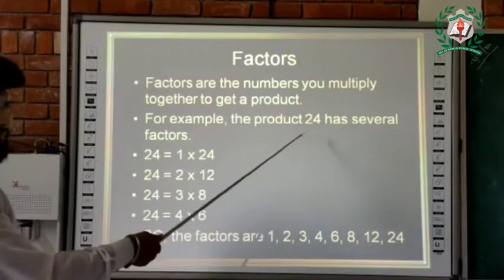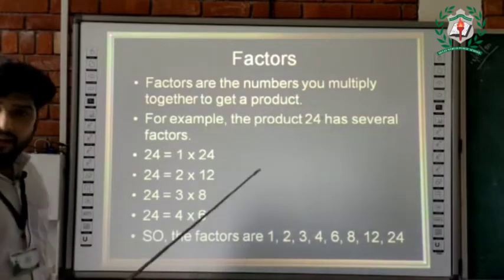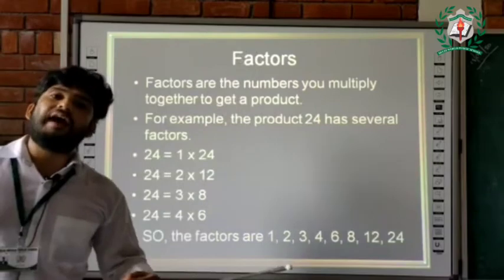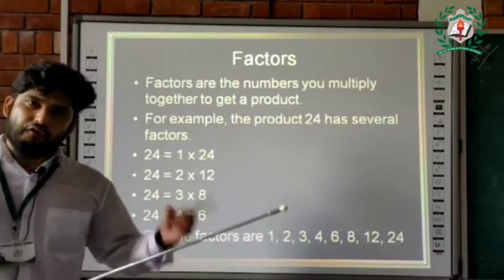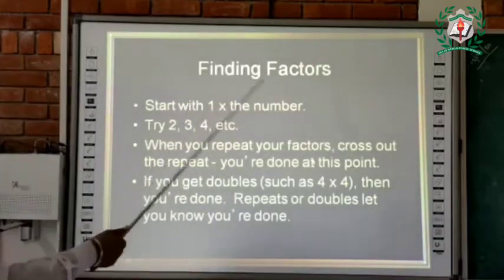By 3, 24 can be divided, yes. By 4, 6, 8, 12, these are divided. So find a number by which you can divide 24. That is factors. Okay, 1 and itself, they are common. Let's see more examples of finding factors.